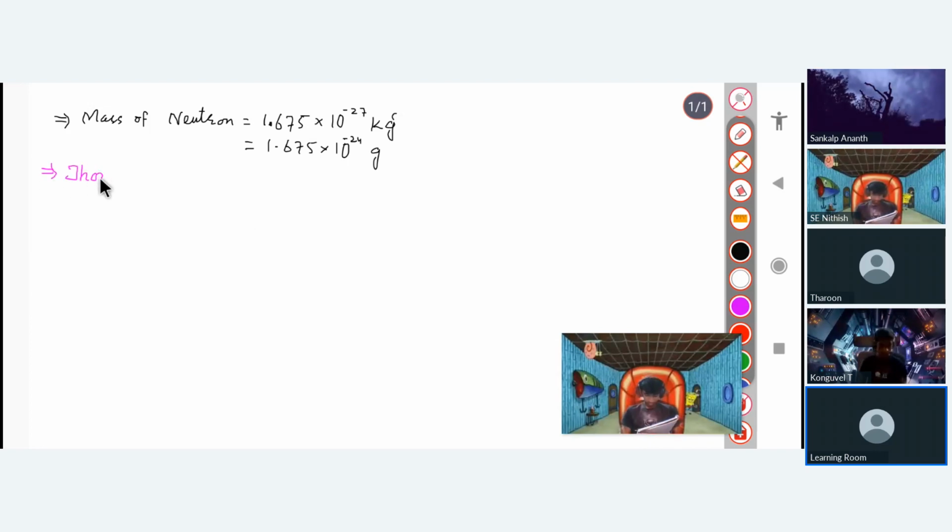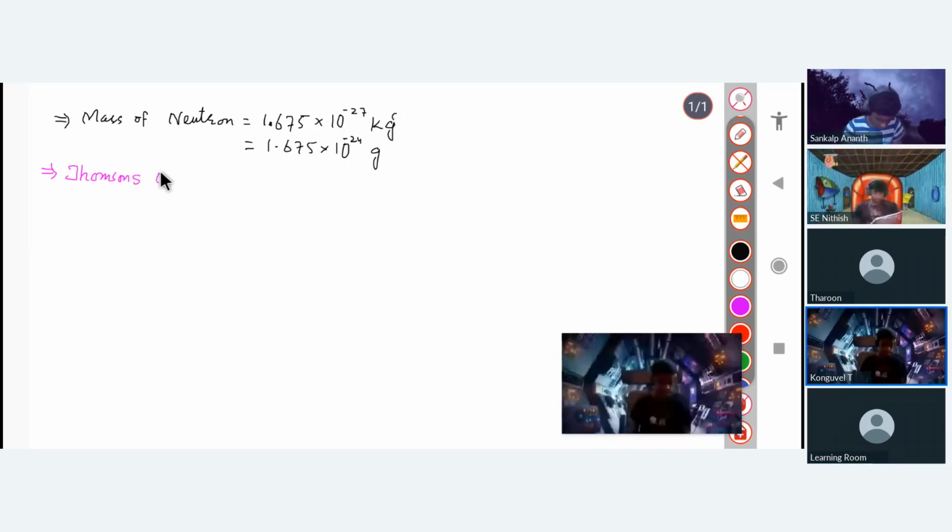Thomson's model of atom. Have you studied this Thomson's model? No, sir, it's a new thing. We are done with the discovery of neutron. Yes, we are done with the discovery. Discovery of neutron was very easy.